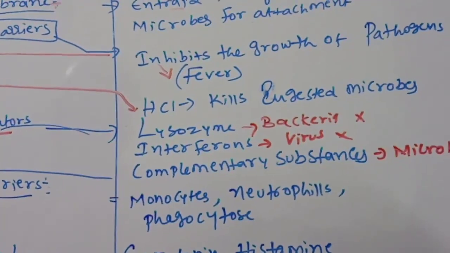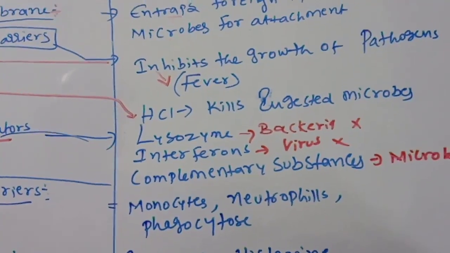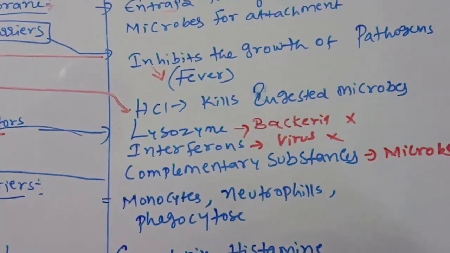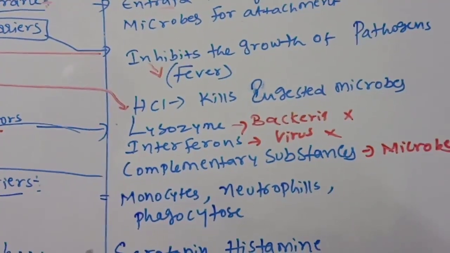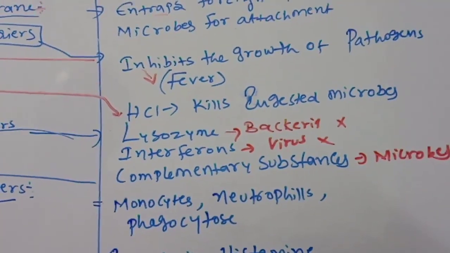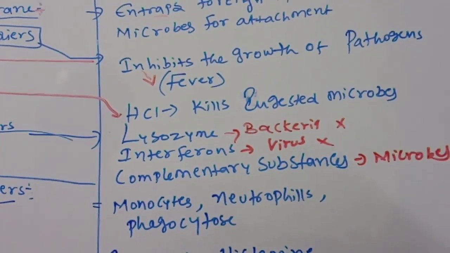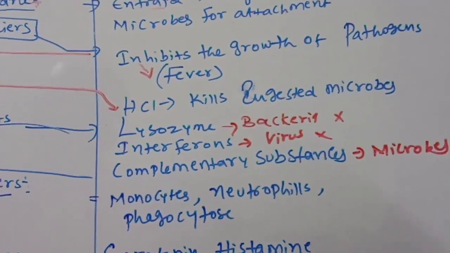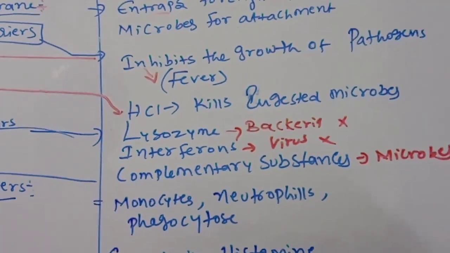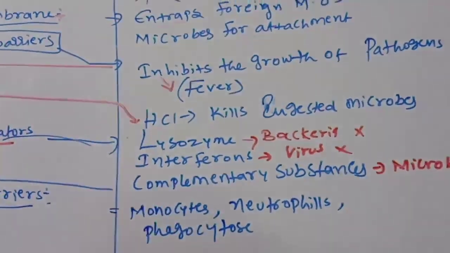Next, inflammatory barriers. They create inflammation through serotonin, histamine and prostaglandins. They create the inflammation, which is good for us to detect the disease and to take the medicines, and this also kills the pathogens. So inflammatory barriers also come under which one?